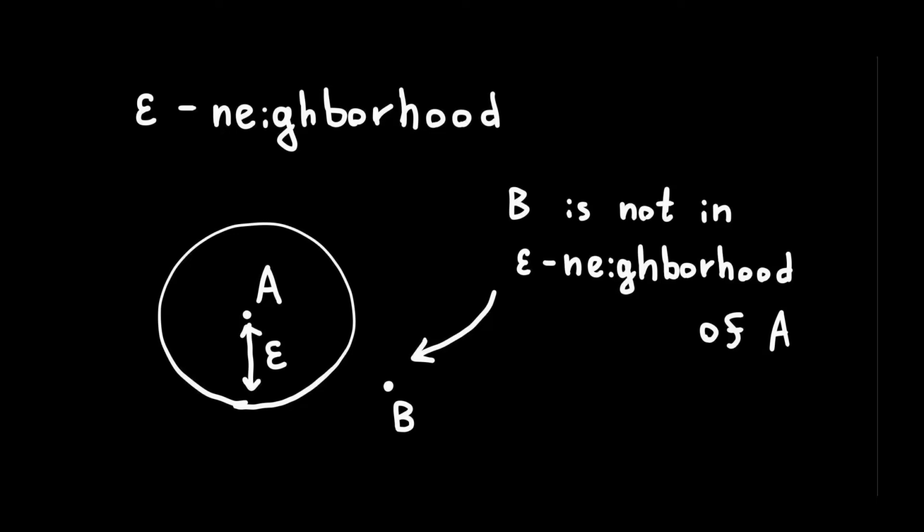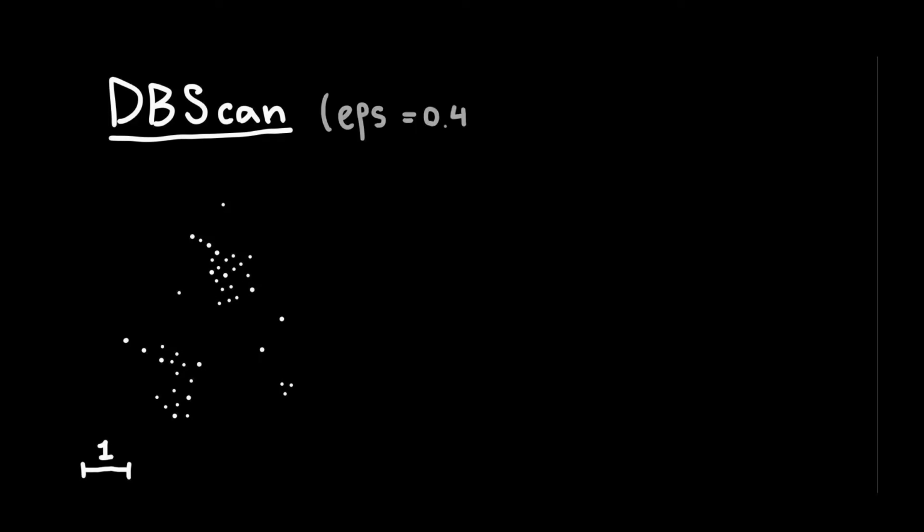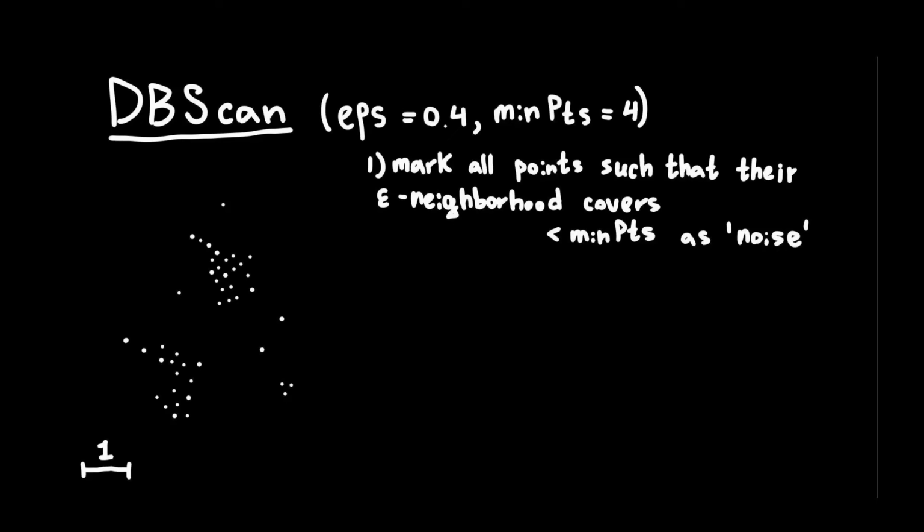The scale in the down left corner is once again necessary for computation. DBScan takes two hyperparameters, EPS, short for epsilon, and minPts, short for minimal points. Let's set them to 0.4 and 4 respectively. We start by marking all points such that the EPS neighborhood covers less than minPts points as noise. For example, the circle of radius EPS with center at the top dot covers less than 4 points. The top dot is marked as noise.